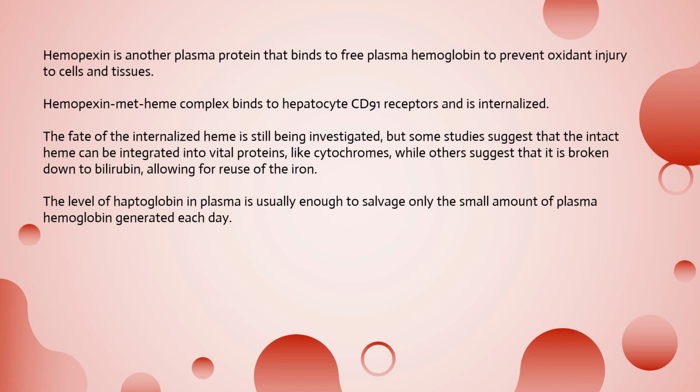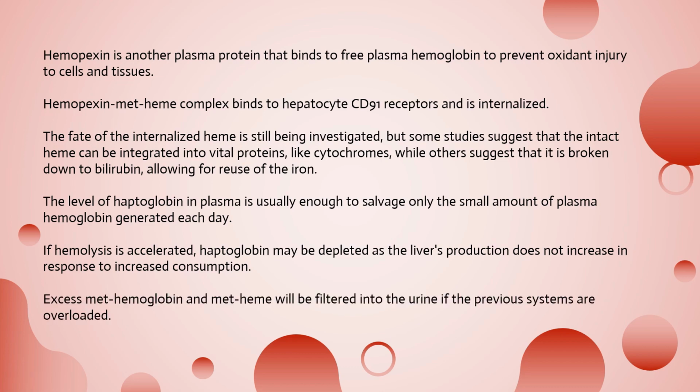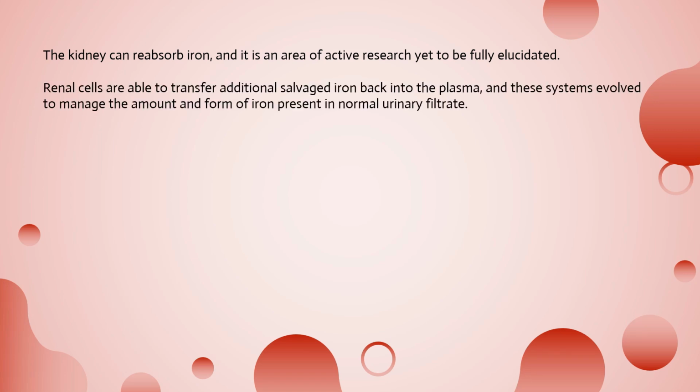generated each day. If hemolysis is accelerated, haptoglobin may be depleted as the liver's production does not increase in response to increased consumption. Excess methemoglobin and metheme will be filtered into the urine if the previous systems are overloaded. The kidney can reabsorb iron, and it is an area of active research yet to be fully elucidated. However, renal cells are able to transfer additional salvaged iron back into the plasma, and these systems evolved to manage the amount and form of iron present in normal urinary filtrate.